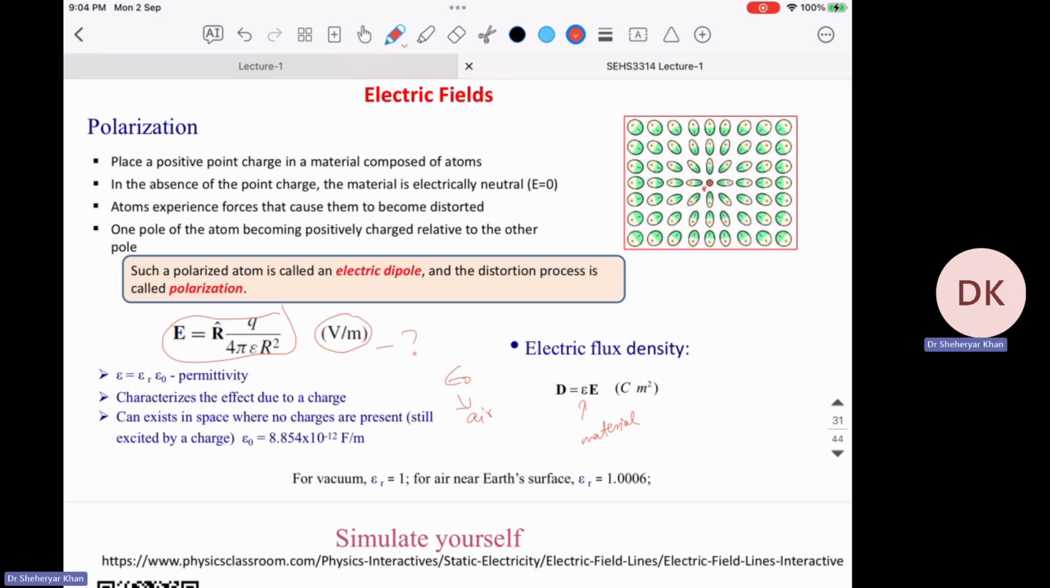In our next chapters, we will also see flux density. What's the unit of flux density?